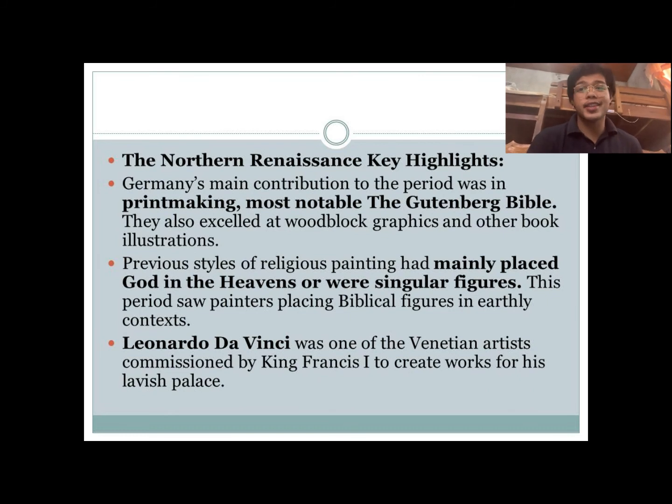For some key highlights, did you know that Germany's main contribution to this period was in printmaking, most notably the Gutenberg Bible? Another is that the previous style of religious painting had mainly placed God in the heavens or in singular figures. Leonardo da Vinci was one of the Venetian artists commissioned by the king.